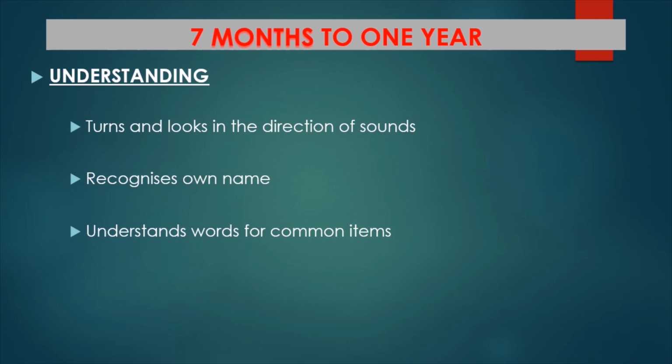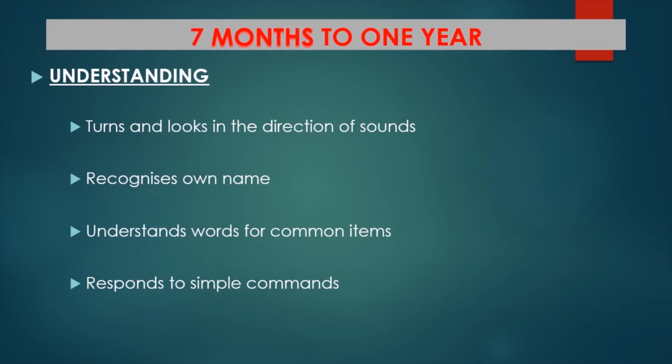Also, they understand words for common items. So usually around 8 to 9 months or 9 to 10 months, you can see that vocabulary slowly starts forming. The concept of words slowly starts forming in their head. For example, common objects like table, chair, bed, spoon, plate. Whatever is there in your language, when you keep telling that to the child, the child slowly starts understanding, okay, this is the concept of spoon, or this is the concept of table, or this is the concept of chair.